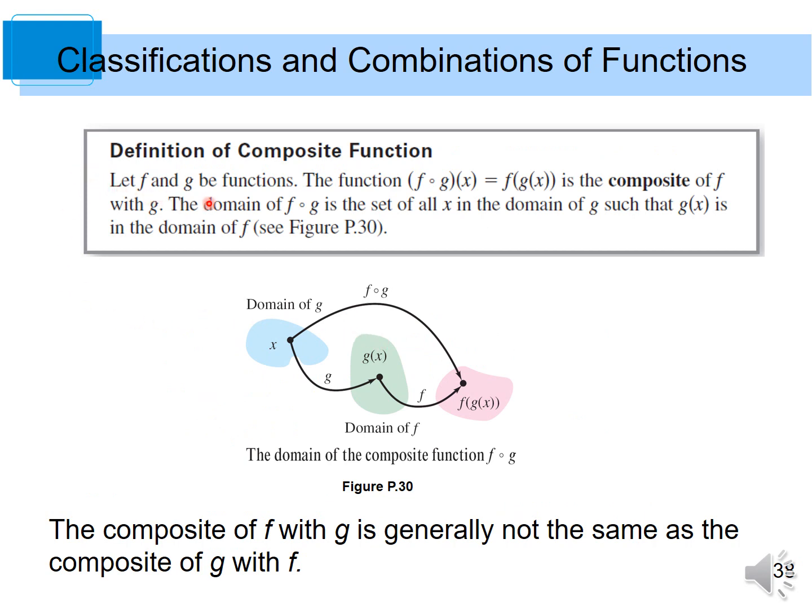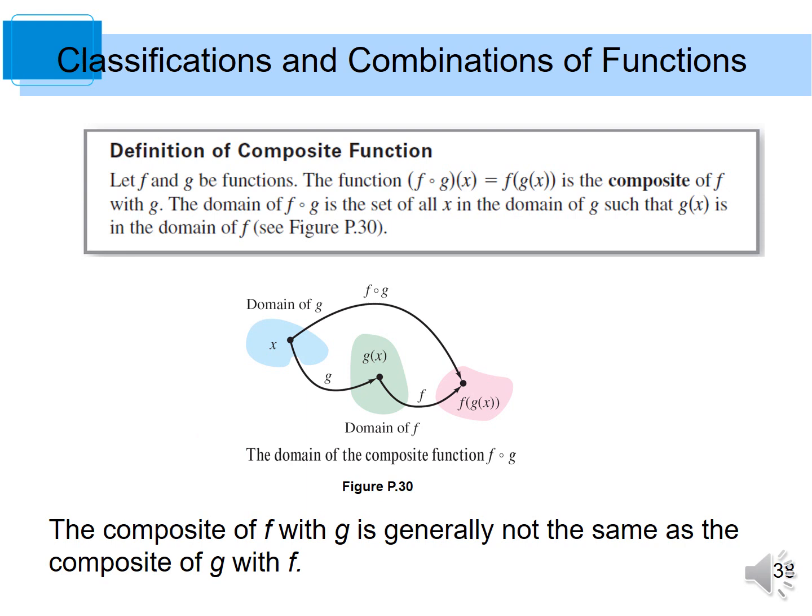Let f and g be functions. This function is the composite function of f with g. The domain of the composite function f(g(x)) is the set of all x in the domain of g such that g(x) is in the domain of f.